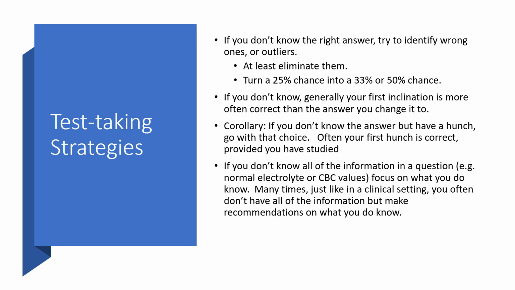A little more on test taking strategies. If you don't know the right answer, try to identify the wrong ones or the outliers. We did a little bit of that when we went over the 40 questions in this presentation. Eliminate, and turn a 25% chance of the right answer into a 33 or a 50% chance. If you don't know, generally the first inclination, as I said earlier, is correct. The corollary goes like this: if you don't know the answer but have a hunch, go with that choice. Often the first hunch is correct, providing you don't mull over it and obsess over it.